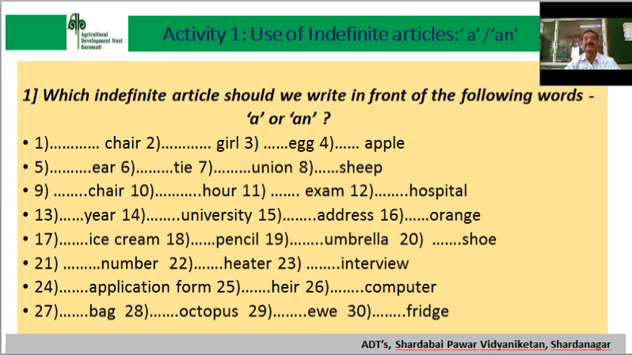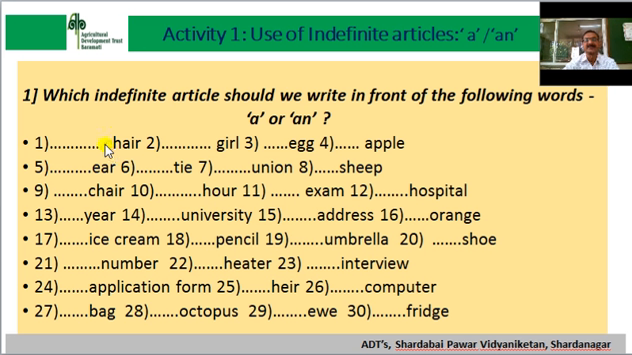Let us see the activity. Use of indefinite articles a and an. Which indefinite article should we write in front of the following words? A or an? First example, chair. Which article should be used here? This word begins with a consonant sound. It is a singular countable noun. That's why a is used here.